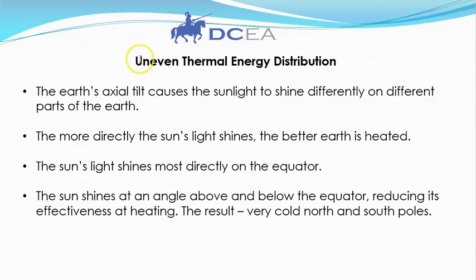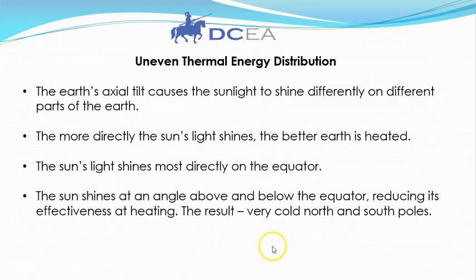That brings us to learning about uneven thermal energy distribution. We talked about insolation, which is the sun's radiation reaching our planet, but it doesn't reach our planet evenly. The Earth's axial tilt causes the sunlight to shine differently on different parts of the Earth. The more directly the sun shines, the better Earth is heated. The sun's light shines most directly on the equator. That's why it's warmer there. The sun shines at an angle above and below the equator, reducing its effectiveness at heating.